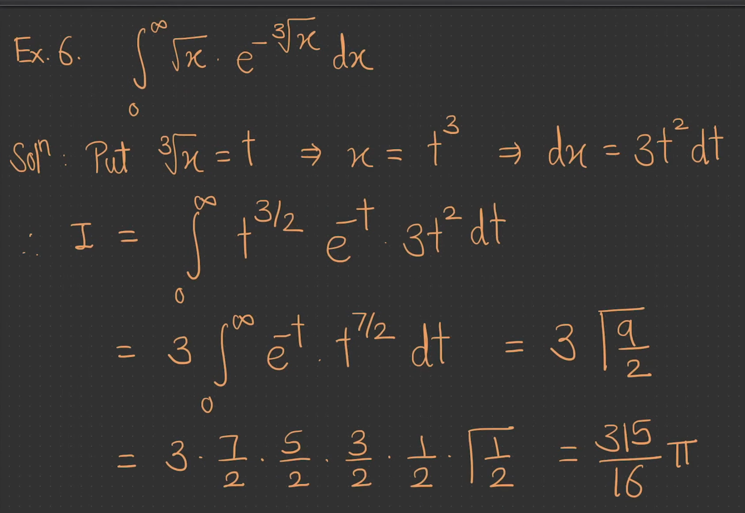Now the last example is integration 0 to infinity square root of x e raised to minus cube root of x dx. Now we see that in the exponential term, the term is minus cube root of x. So we will replace cube root of x by t. So by putting cube root of x equal to t, this implies x equal to t cube. Simply take cube on both sides. So we will get x equal to t raised to 3. Now take derivative. So this implies dx equal to 3t square dt.